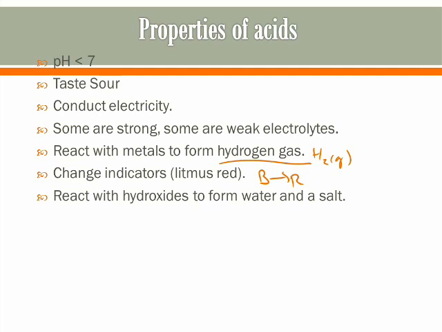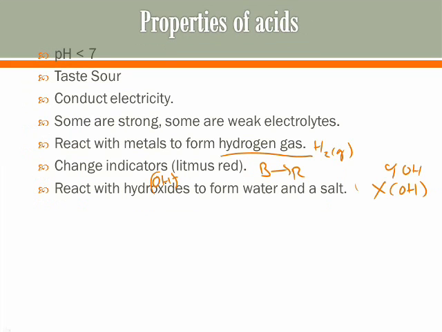They react with hydroxides, OHs, to form water and salt. So that means there might be some other hydroxide, like an XOH or a YOH, something with a hydroxide in it. So examples of acids are like the juices. They're sour.